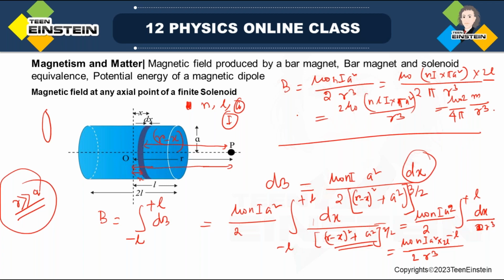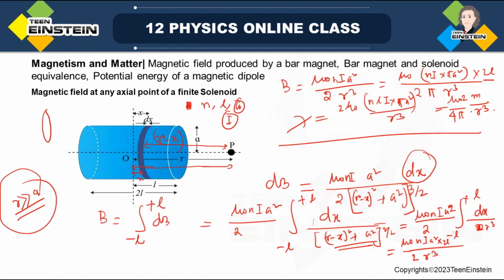So this is the final part I'm doing. So mu 0 2M by 4 pi into R cube. So this is actually the expression for the magnetic field at any axial point in case of a bar magnet. Okay, a bar magnet. So that is what we have seen.